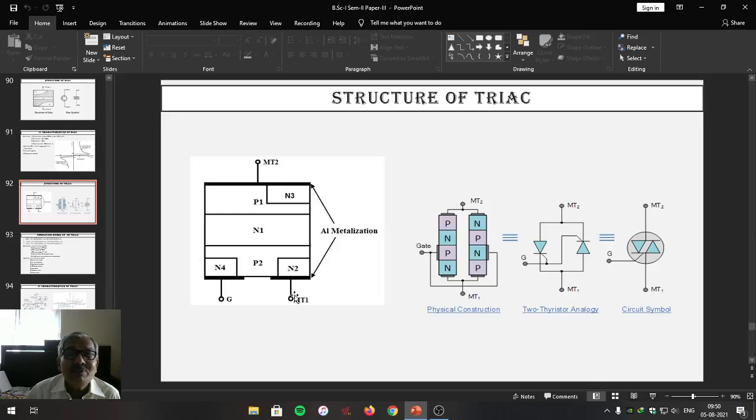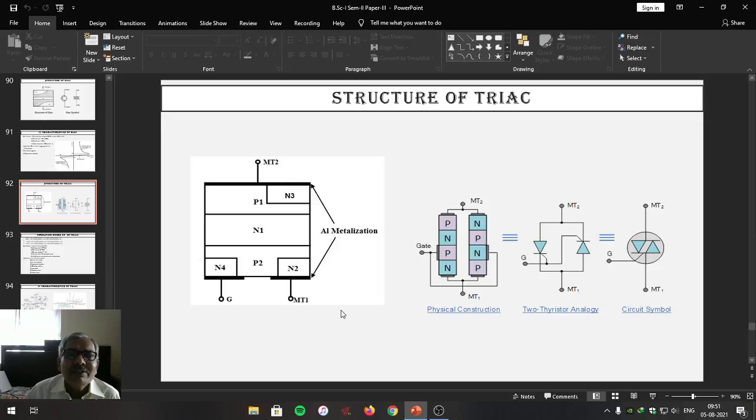Friends, all those respective regions are shown in this particular figure, whereas the metallization contacts, which I called ohmic contacts, are respectively taken for MT1, MT2 and also for the gate. Such a device, we can call it the TRIAC.